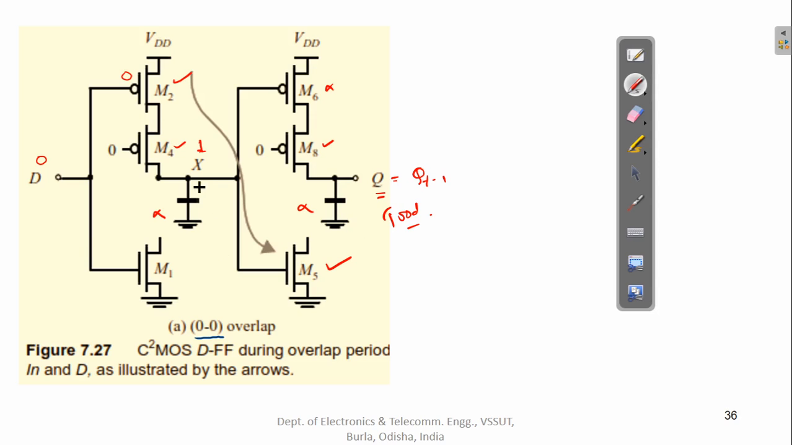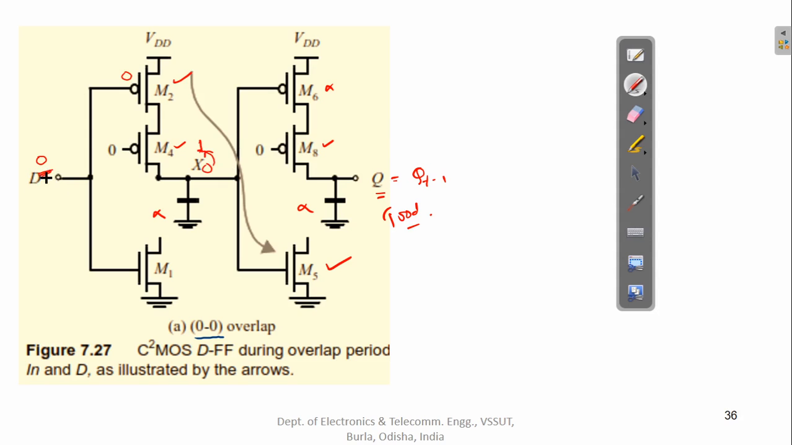But what will happen to X? X is 1, which is making M5 on. M5 on will turn on, and the value of X equal to 1 is retained. So there is a change in the value of X from 0 to 1 if the value of input is 0.